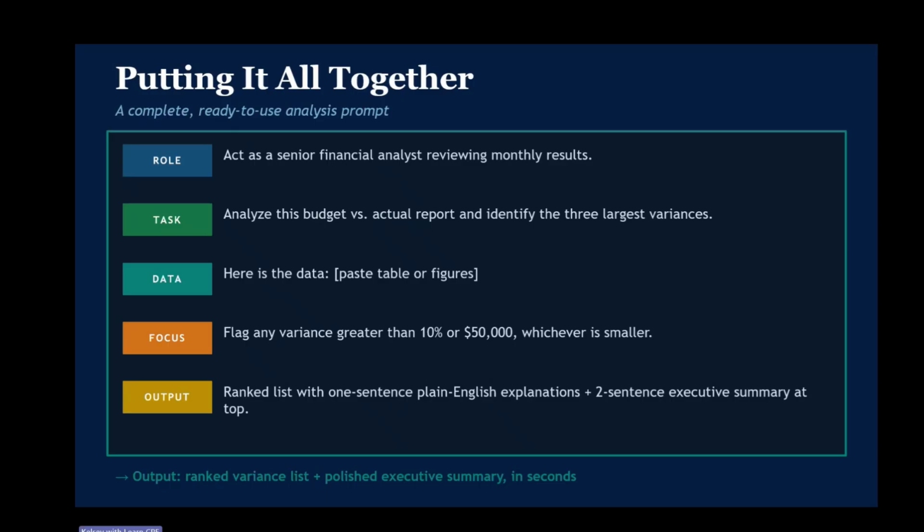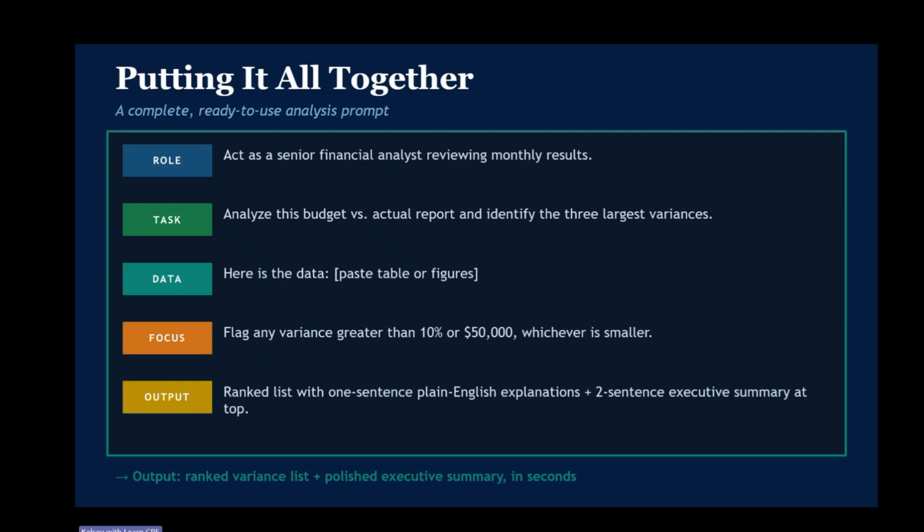Here is what a complete analysis prompt looks like with all 5 parts. The role is: act as a senior financial analyst reviewing monthly results. So we're giving it the lens that we're a senior financial analyst. We might be using verbiage that someone non-technical would not understand, right? The task is: analyze this budget versus actual report and identify the 3 largest variances.